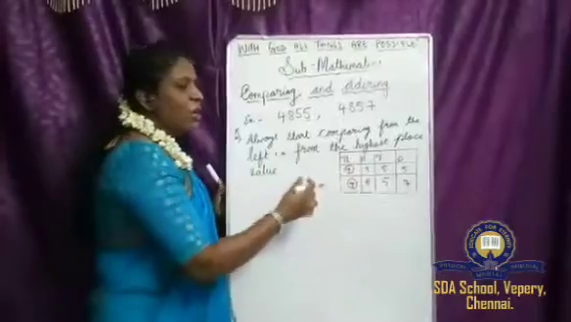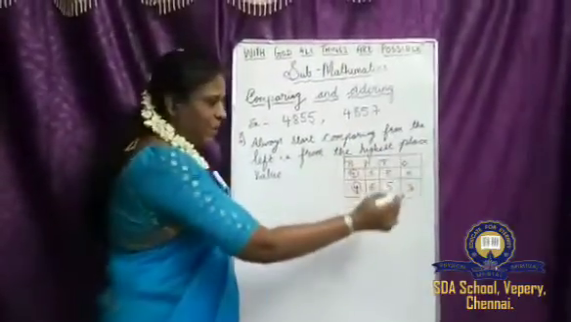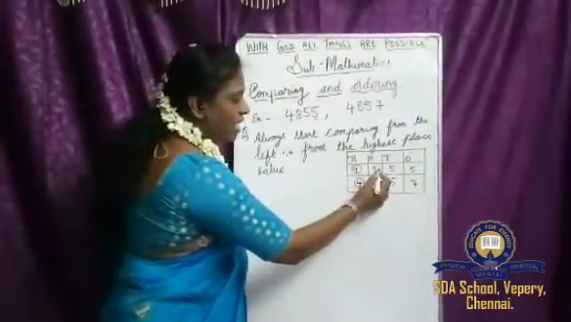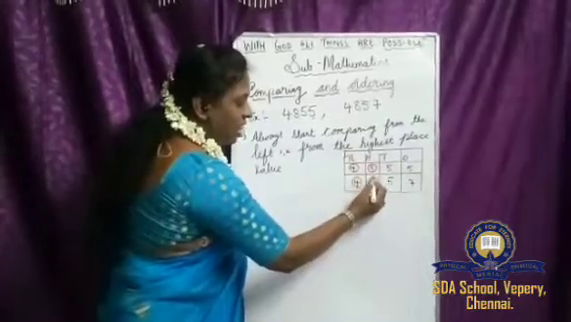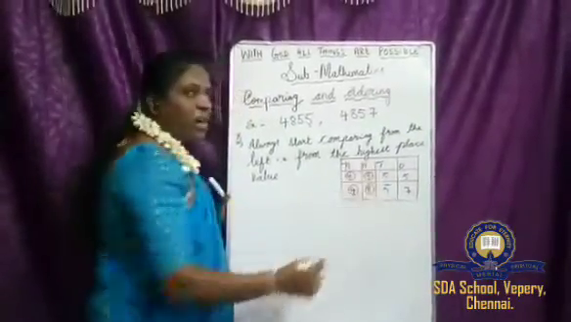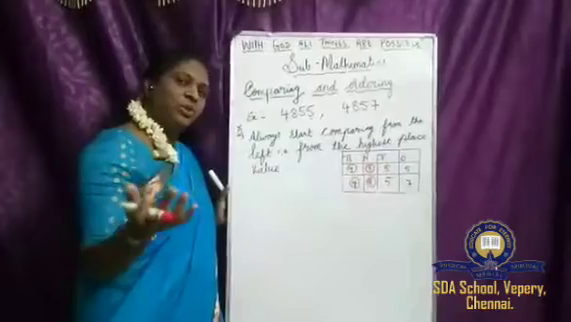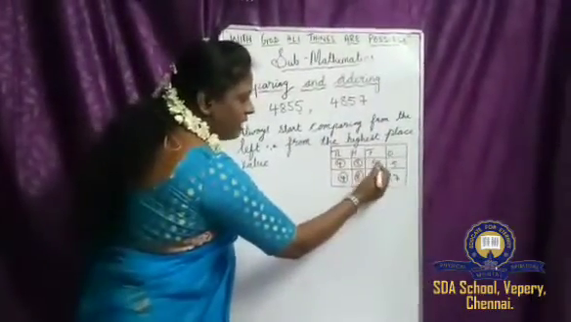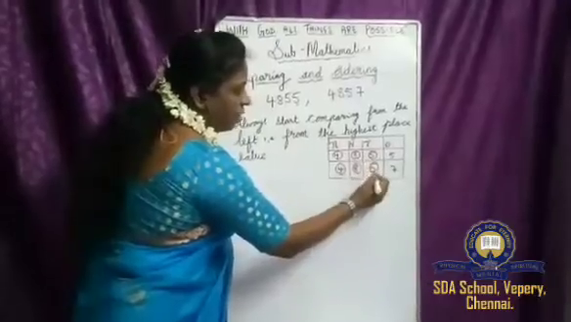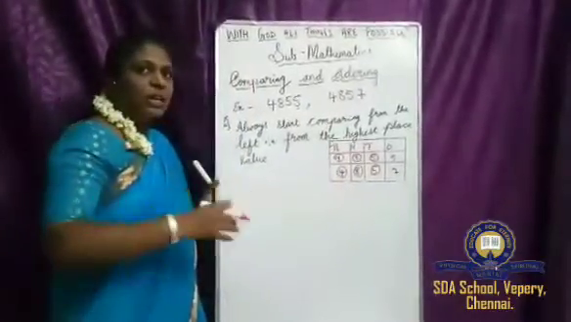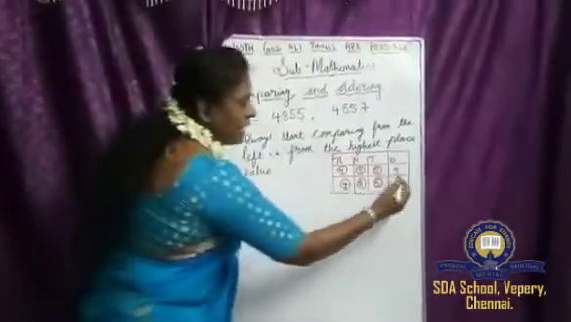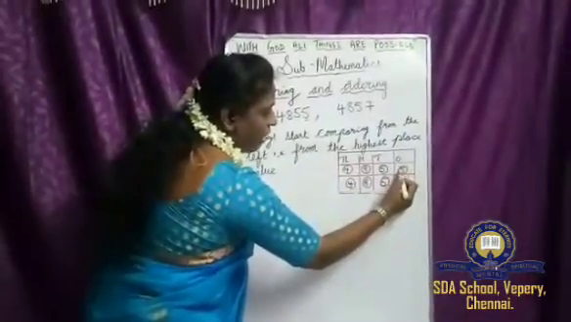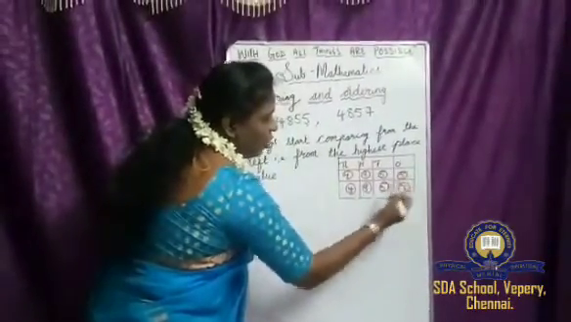You just compare in the hundreds place. Hundreds place, what is there? 800 and 800. So again both are equal. What can you do? Now compare in the tens place. Now see, 5 and 5. So what can you do? Compare in the ones place. How many? 5 ones and 7 ones.